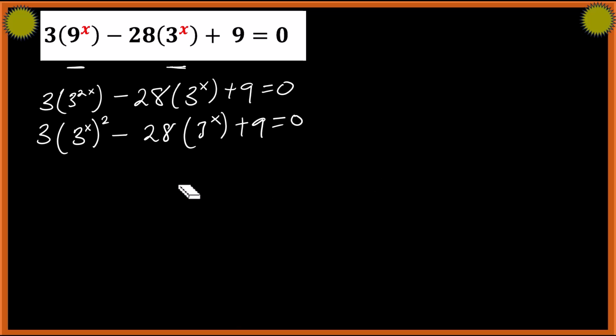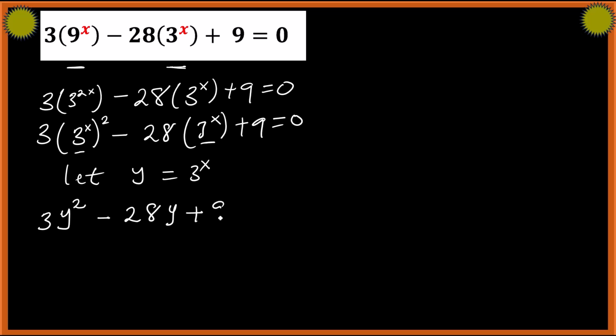We have 3 raised to x in common, so we can take it out by representing it by a variable. So let y be that. Okay, so let's substitute y here. So we have 3y, remember the power here, squared minus 28. So I'll multiply this side by y plus 9 equals 0.